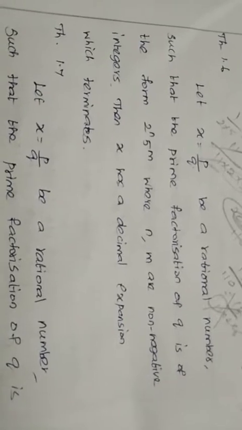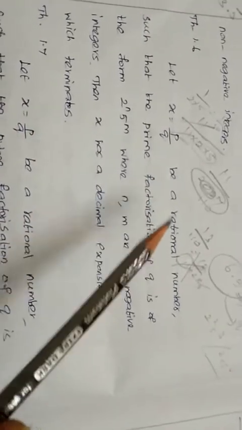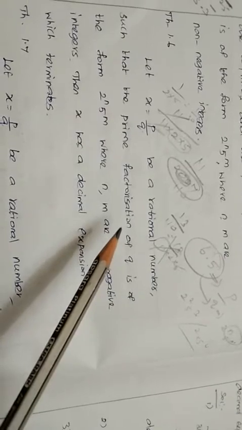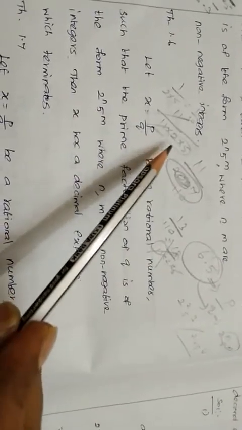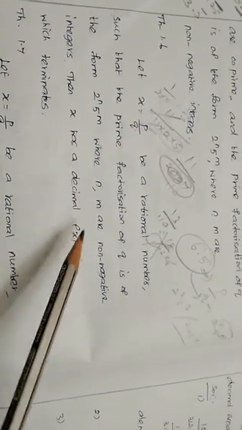Next theorem. Let x equal to p by q be a rational number such that the prime factorization of q is of the form 2 power n, 5 power m, where n, m are non-negative integers. Then x has a decimal expansion which terminates. So for a rational number, this is the reverse case of the previous theorem. Such that the prime factorization of q is only of the form 2 power n, 5 power m, not other than this, where n, m are non-negative. Then x has a decimal expansion which terminates.